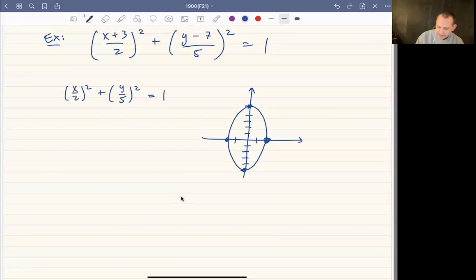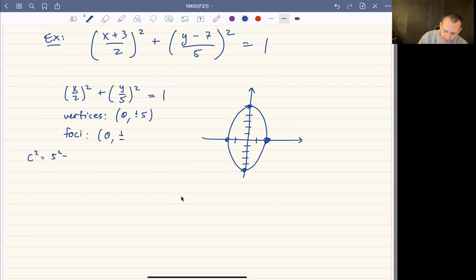The graph is going to look something like that. We know that our vertices, in other words the outermost points, which is what we mean by vertices for an ellipse, the points farthest from the origin for this unshifted conic, are going to be 0, plus or minus 5. Our focal points, which are on the same axis as the vertices, are going to be the points 0, plus or minus c, where c squared is 5 squared minus 2 squared. That's 21, so this is plus or minus the square root of 21.